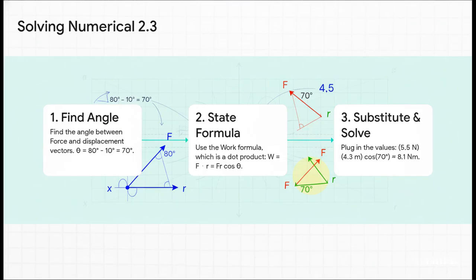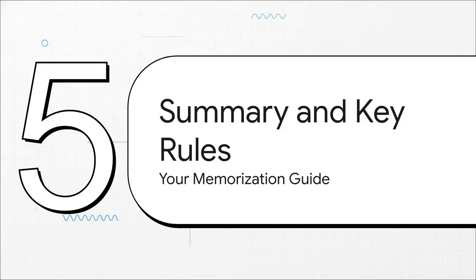Let's actually do a quick problem. Say we've got a force and a displacement. Step 1, and this is the most important part, is to find the angle between them. Here, one's at 80 degrees and the other is at 10, so the difference is 70 degrees. That's our theta. Now we just use our formula. W equals F times R times cosine of theta. We plug in our numbers, 5.5 newtons, 4.3 meters, and the cosine of 70, and we get our answer, about 8.1 newton meters.